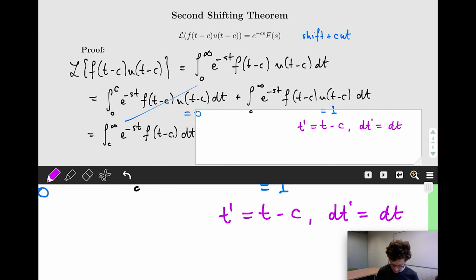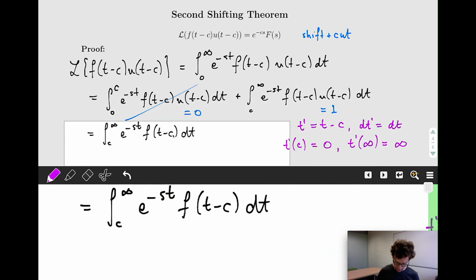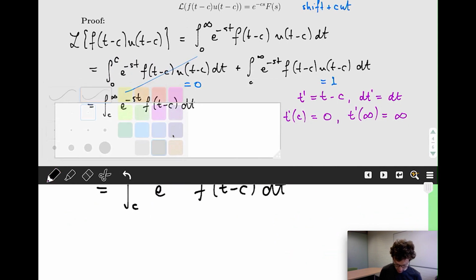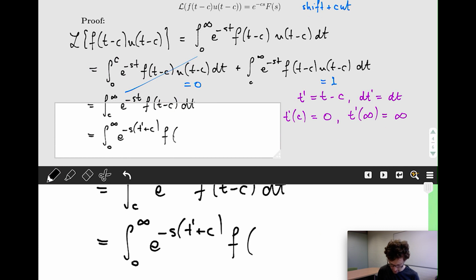And I also need to change the limits. So what is the value of t prime at the lower limit, which was c? It's going to be c minus c. It's going to be 0. And what's the value of t prime when t is equal to infinity? Infinity minus c is infinity. So what happens to my integral here? Well, a couple of things. We get the integral from 0 to infinity, e to the minus s, well, t became t prime plus c, f of t minus c is just f of t prime, and dt becomes dt prime.